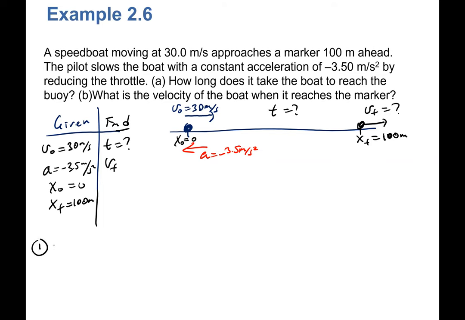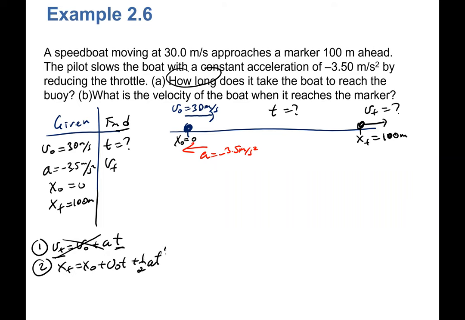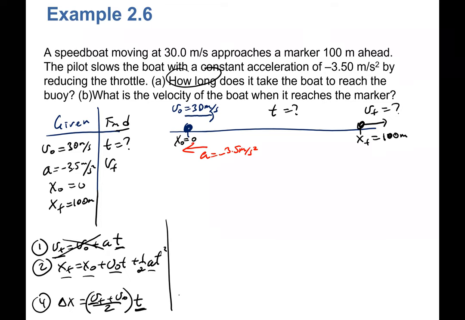All right, so let's look at what we have. Remember our equations. One, V final equals V initial plus AT. Can I use this equation to find the time? Well, there's a time, but I don't have the V final either. So I can't use this equation to find part A. How about equation two, which goes like this: X final equals X initial plus V initial T plus 1/2 AT squared. X final, X initial given, V initial given, acceleration given, the only unknown is time. That means I can use this. The other equation with time was four, which is delta X equals V final plus V initial over two times time. Again, I couldn't use it because I also don't have V final. So equation two it is.